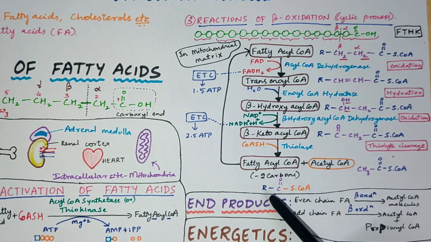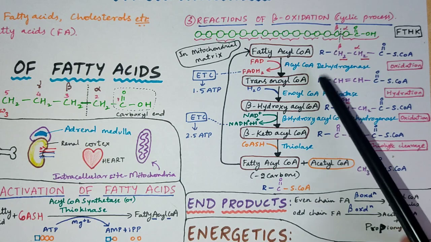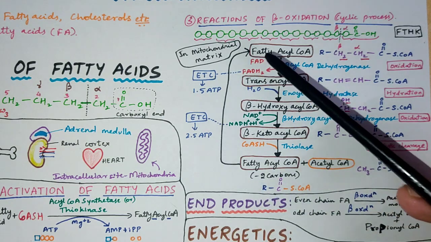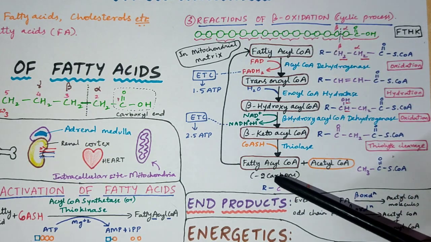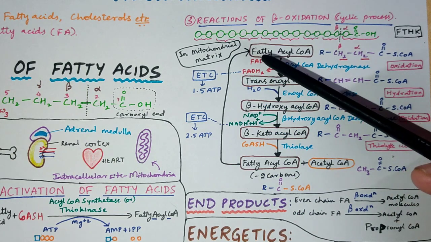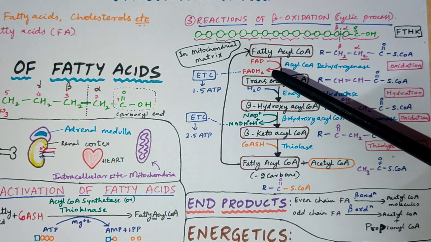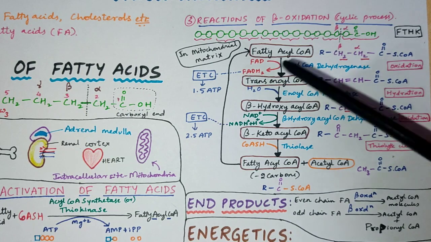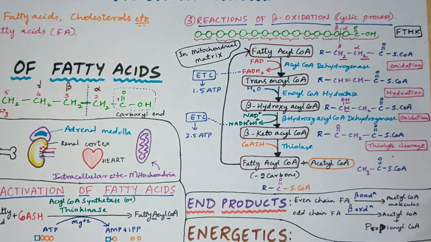Now the fatty acyl-CoA, which has two carbons less than the parent molecule, will be regenerated. Then again one more cycle occurs. Then again regeneration of the product with two carbons less, and this cycle will continue. So now let's see the end products of this cycle.